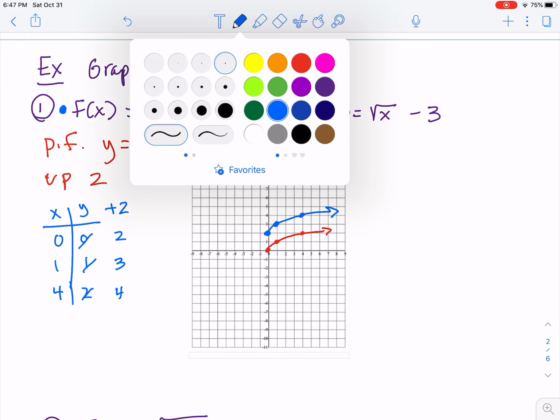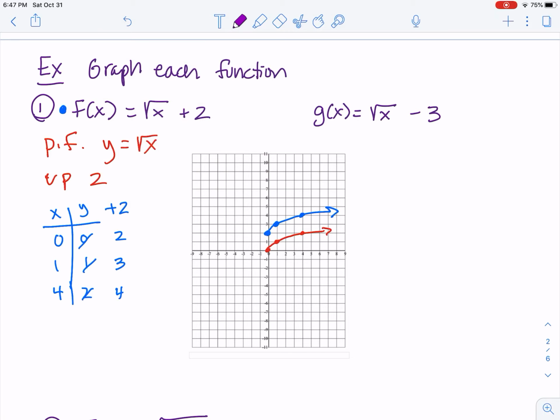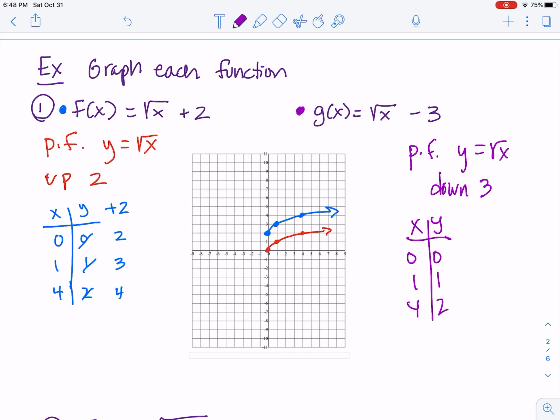All right, let me grab another color. Let's go purple. I'll do this one in purple. Okay. Well, what's the parent function? The parent function, y equals square root of x. What's the transformation? It's moving down 3. That means if I start with this red parent function and I move each point down 3, if I'm looking at that table, start with 0, 0, 1, 1, and 4, 2, I'm going to subtract 3 from the y values. That'd be negative 3. 1 minus 3, negative 2, and 2 minus 3 is negative 1.